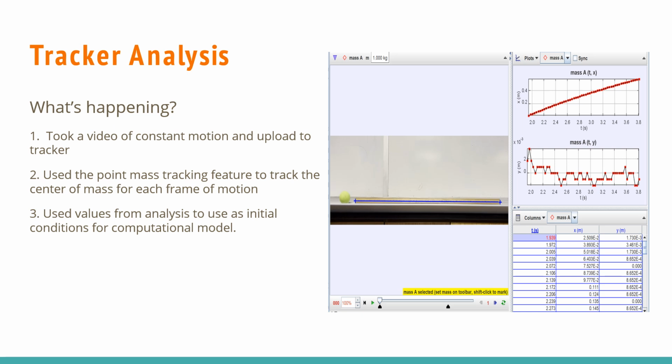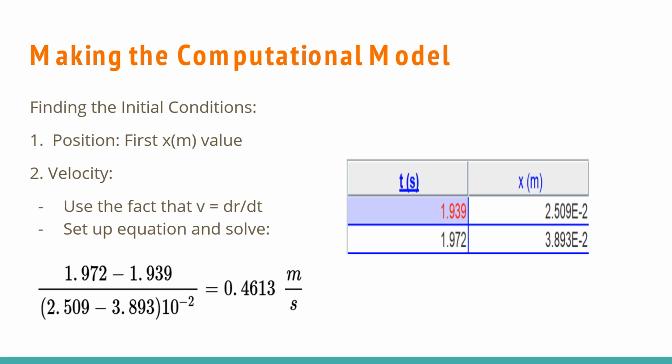We then use these values that we found from Tracker in order to develop our computational model. So to actually make the computational model, we're going to need to find some initial conditions first. We'll start with position. Position is a pretty easy one to find. It's just the first xm value because that is where the ball started. Velocity, on the other hand, is a little bit more complicated. We need to use the fact that the velocity is the derivative of position, which means that the velocity is equal to the change in position over the change in time. We can then use this fact to set up an equation using our values over here and solve. So that gives us 0.4613 meters per second as our velocity.